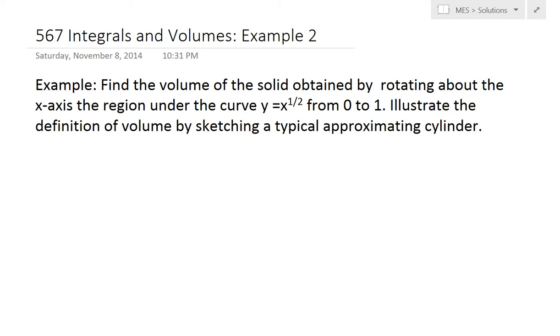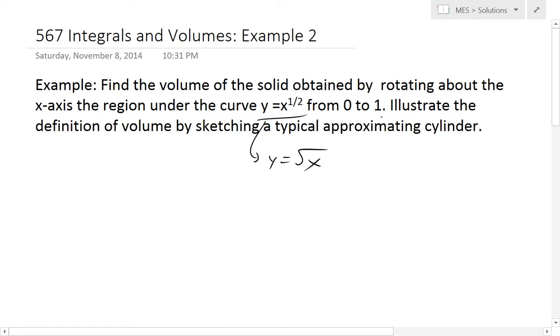Easy solution. Here to discuss further into integrals and volumes and look at example 2 of this video series. Basically, this example states: find the volume of the solid obtained by rotating about the x-axis the region under the curve y equals x to the power of 1/2, or basically y equals square root of x, from 0 to 1, and illustrate the definition of volume by sketching a typical approximating cylinder.